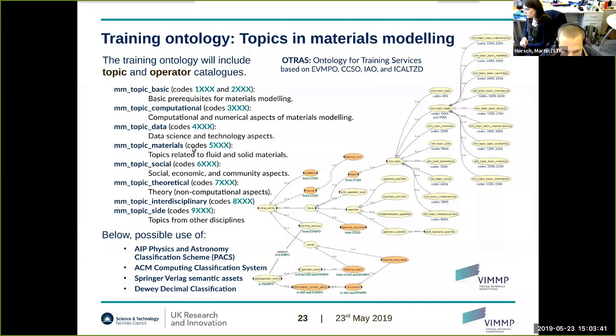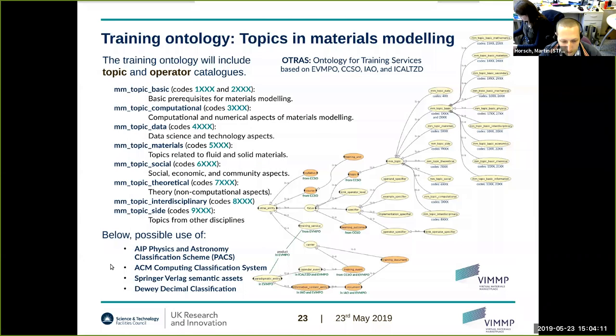It's a basic structure, and we want to develop this into a taxonomy of topics, and as far as possible, connect and integrate this with the taxonomies that already exist. For example, the PACS scheme that many will know from, for example, the Journal of Chemical Physics. There's an ACM classification. Springer has their classification. Then there's a classification, DDC, in use by libraries, and so on and so on.